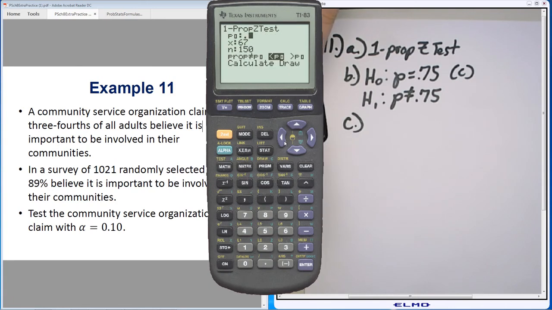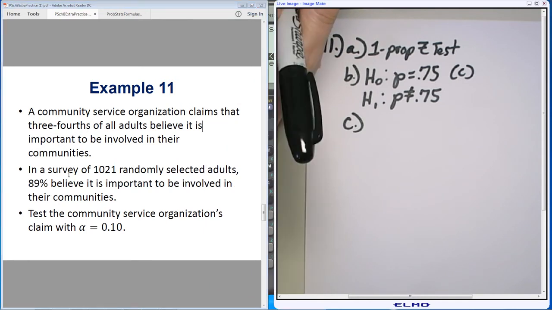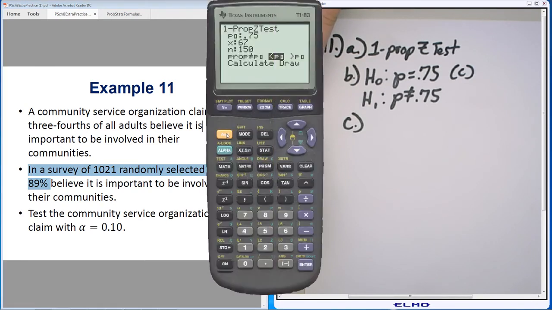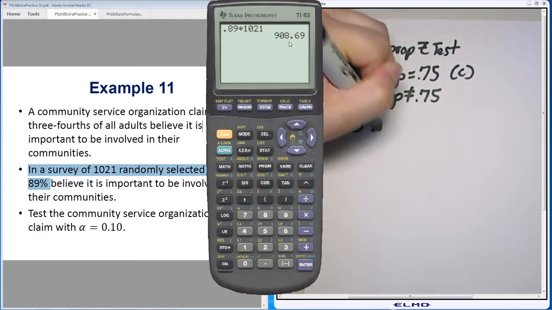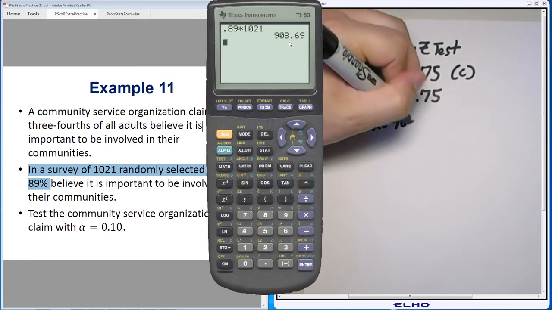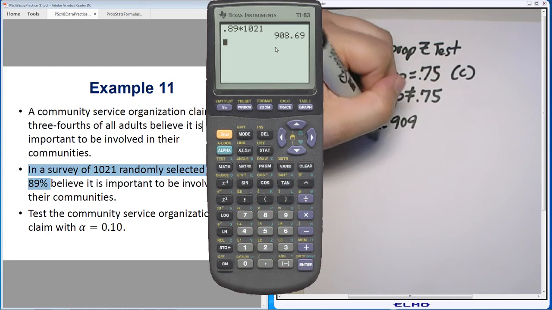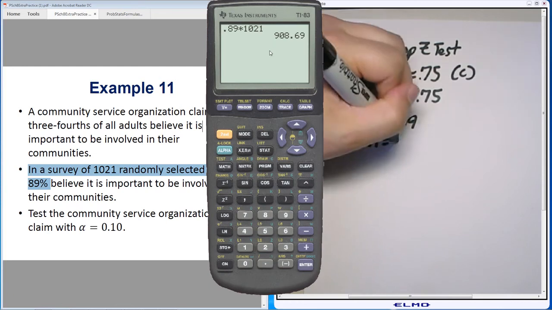P sub 0 is 0.75. X, oh, we don't have a number for X. The problem says that out of 1,021, 89%. Okay, so let's go back. Second mode. Let's find 89% of 1,021. You do that by multiplying 0.89 times 1,021. And when you get the answer, just round it like you normally would round. So this is actually 909. You have to round it to the nearest whole number. And n, of course, is 1,021.